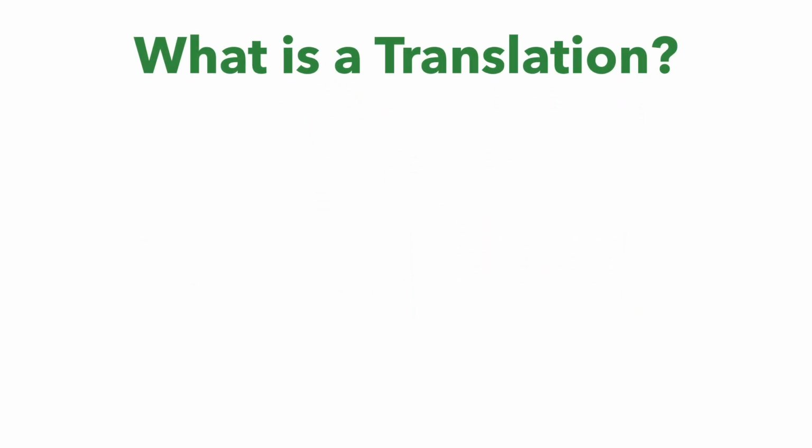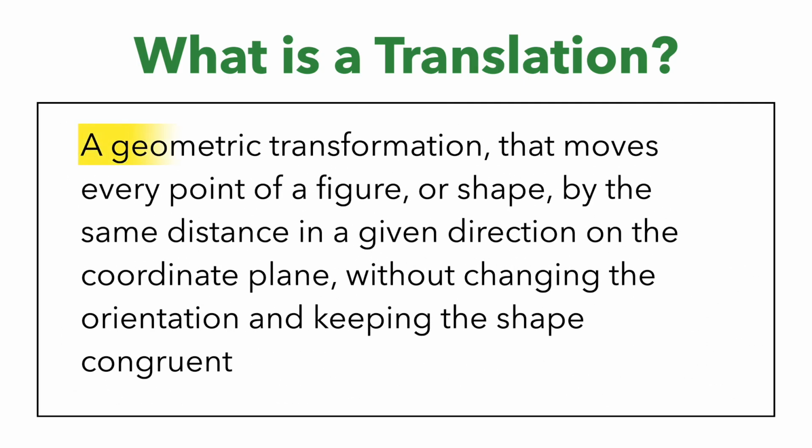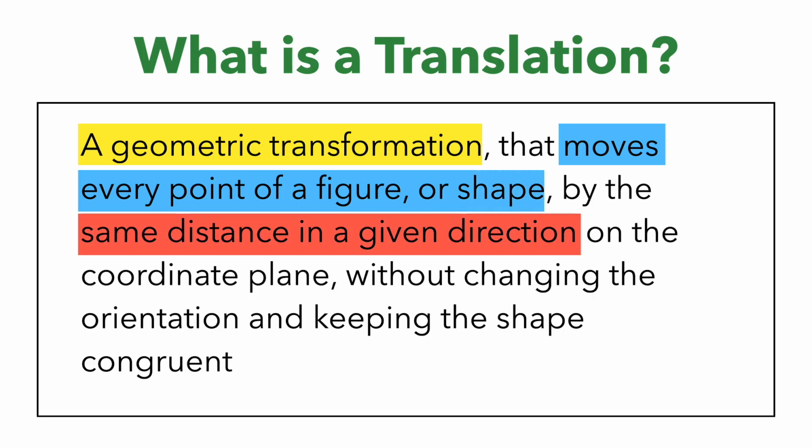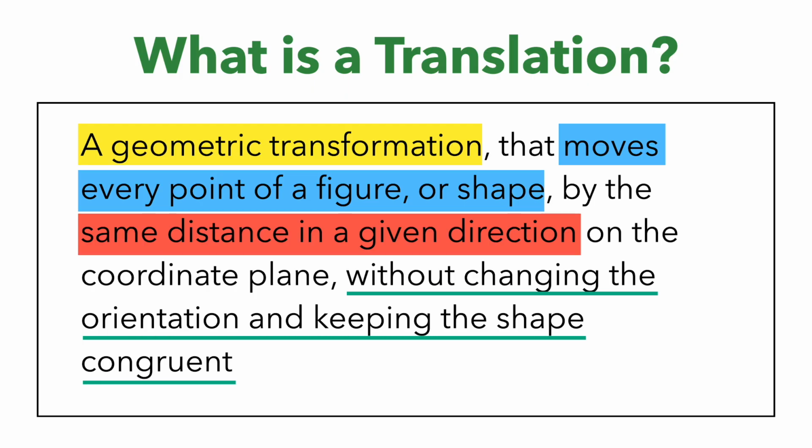What is a translation? The definition I'm going to give here is that a translation is a geometric transformation that moves every point of a figure or shape by the same distance in a given direction on the coordinate plane without changing the orientation and keeping the shape congruent.